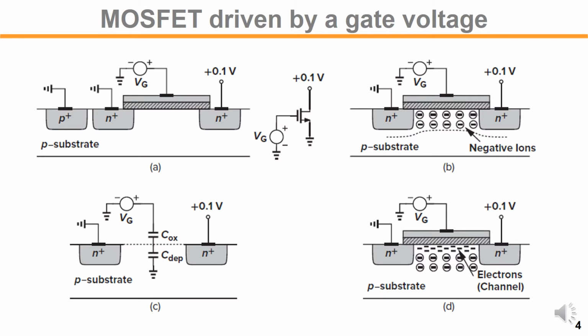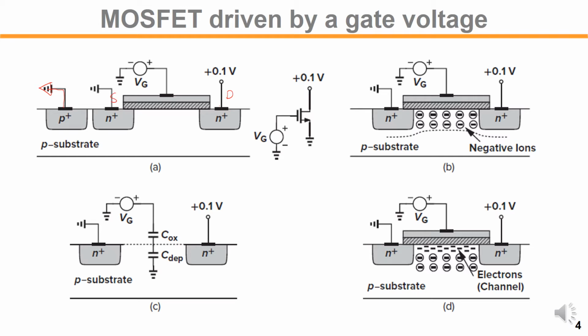Let's take a look at and study the behavior of a MOSFET when we drive the gate voltage higher. In this MOS device structure, we tie the body to ground, and the drain side is, let's say, connected to 0.1 volt, a very slight voltage, so that current can flow if a channel forms between source and drain.